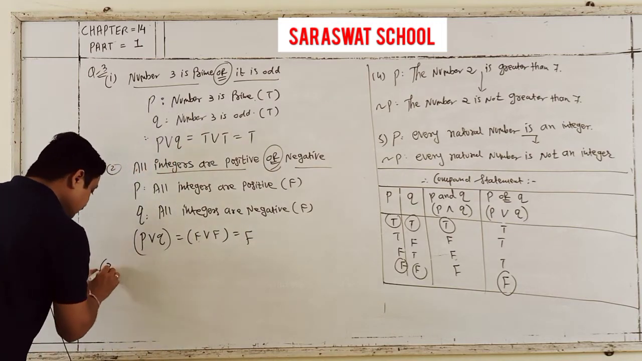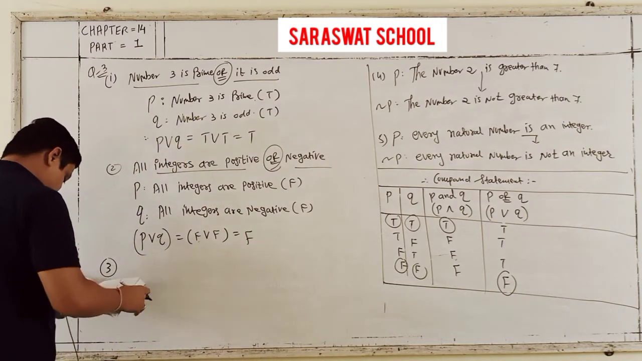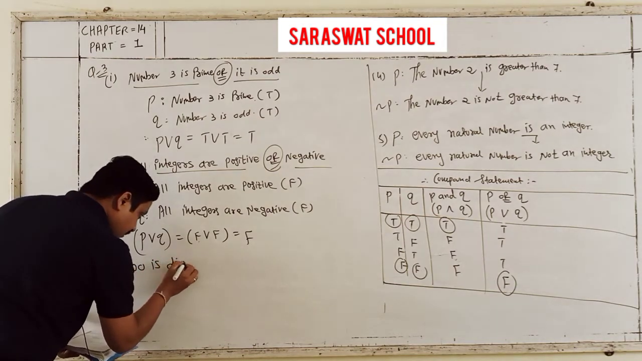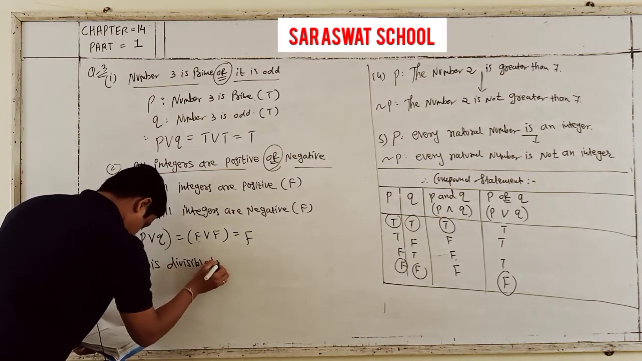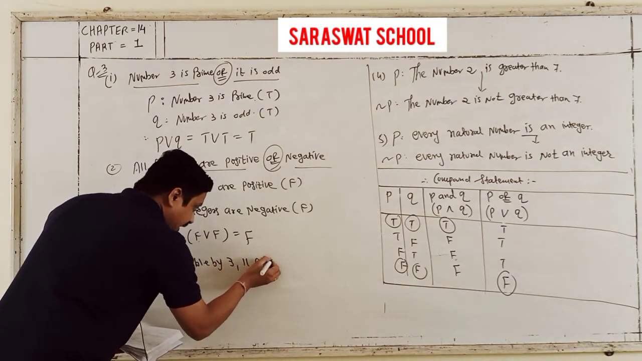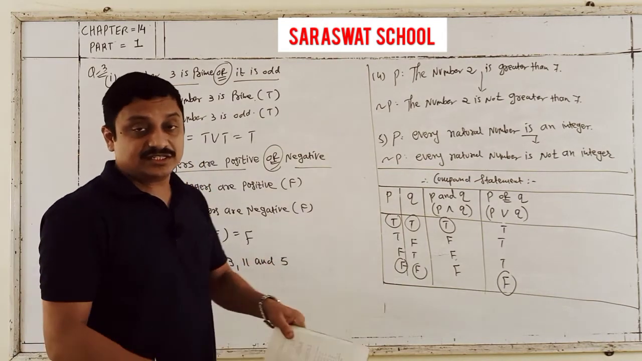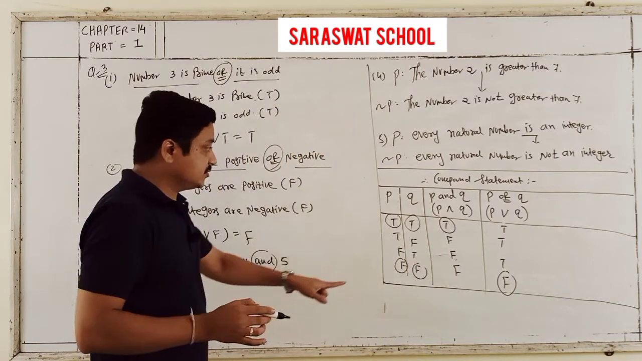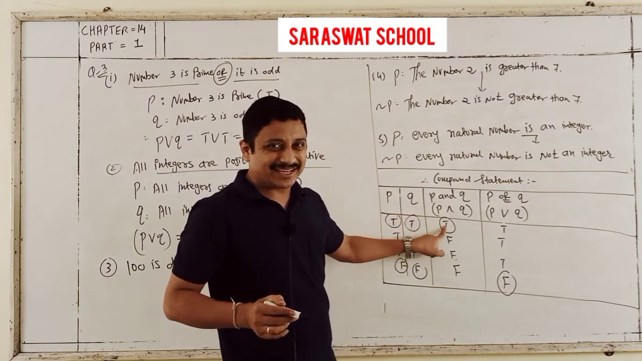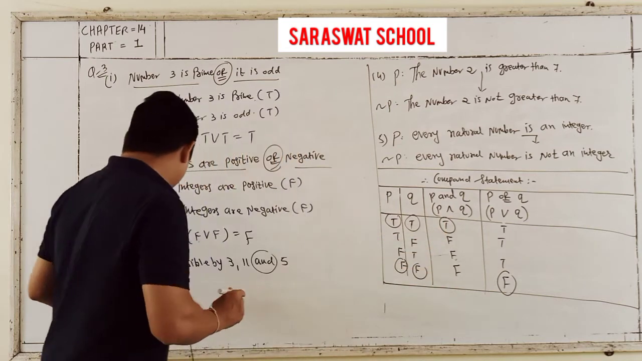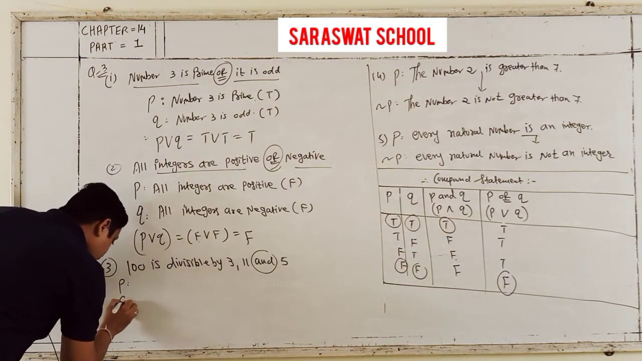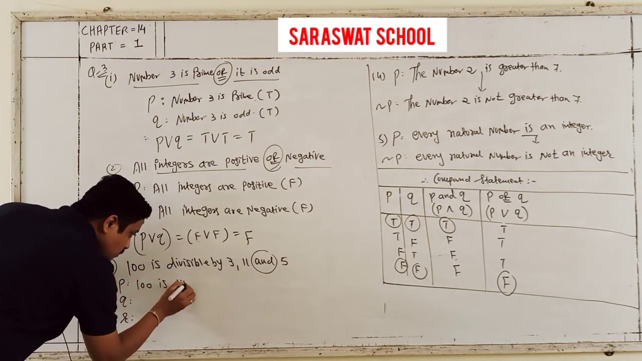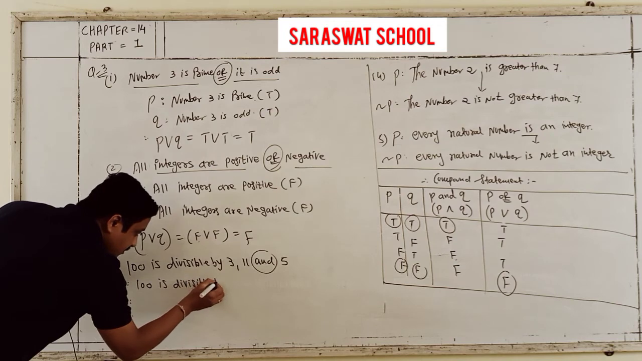And the third one, my third statement: 100 is divisible by 3, 11 and 5. So students, it is a divisible and connection given. This is the and. It means this one. It is two statements by explaining you, but now I go and hit 3. So my statements are P, Q, R. P: 100 is divisible by 3.